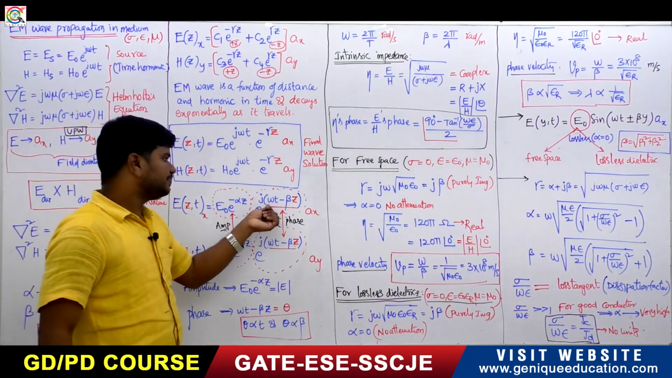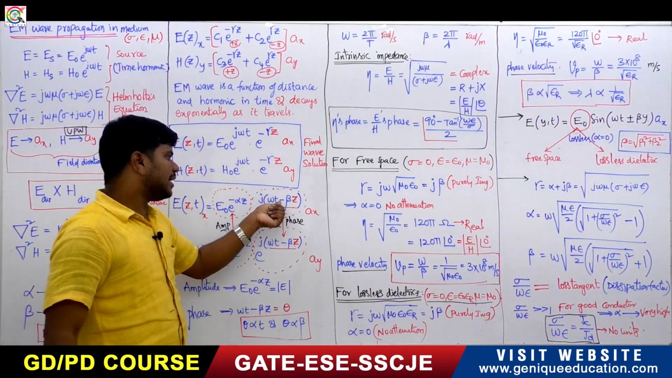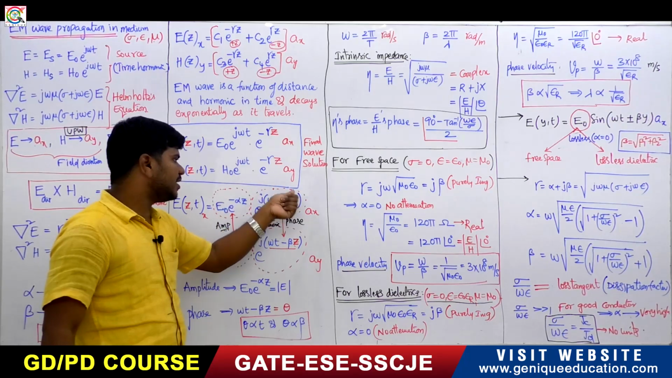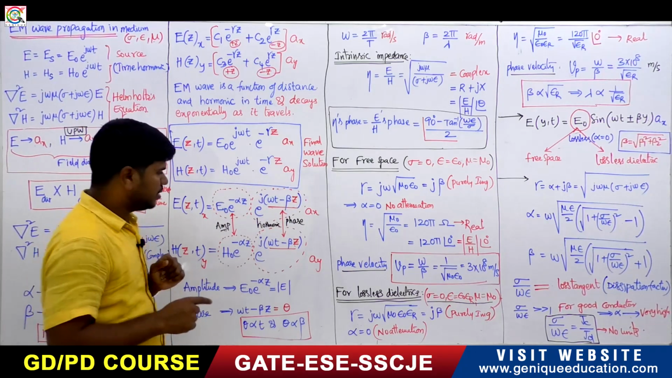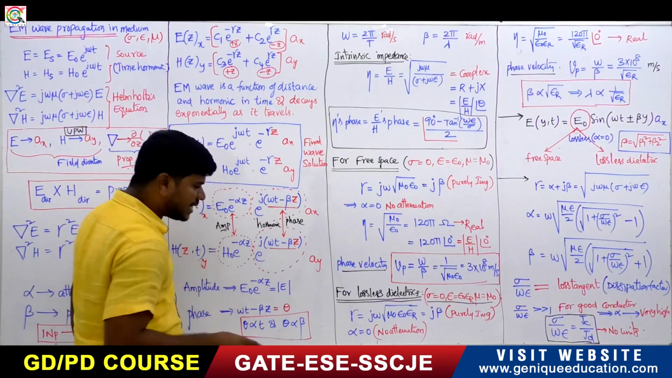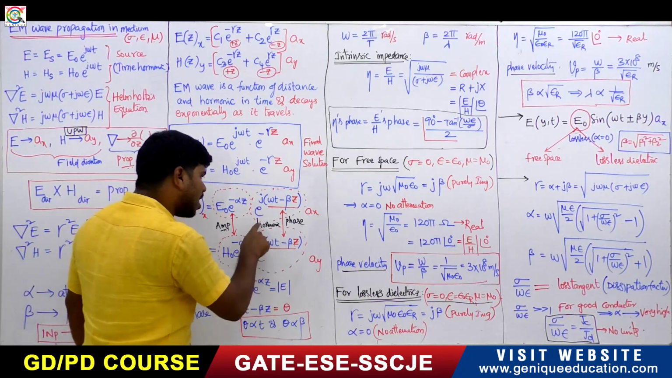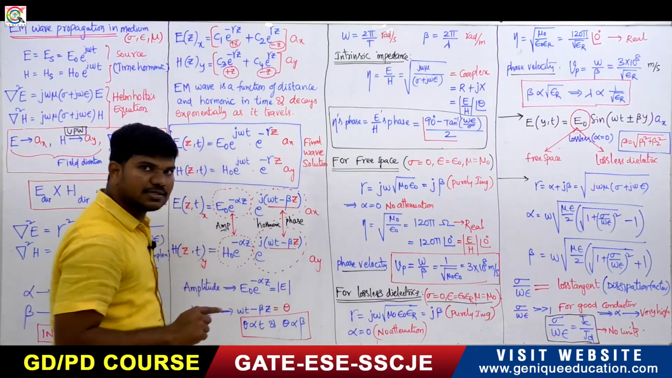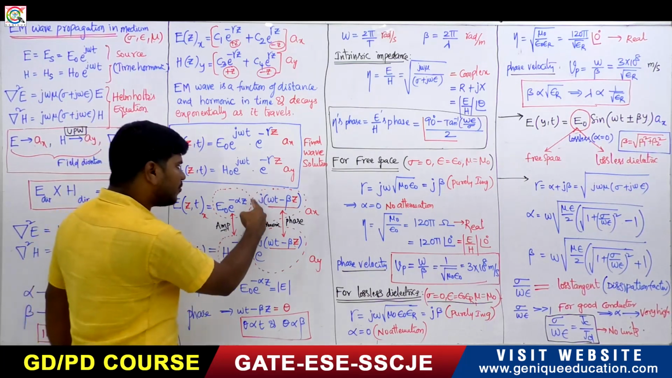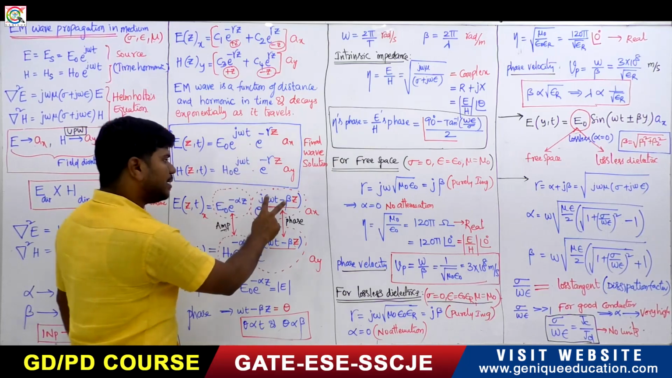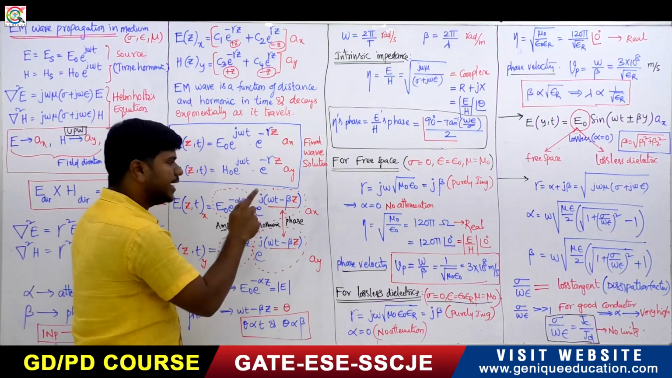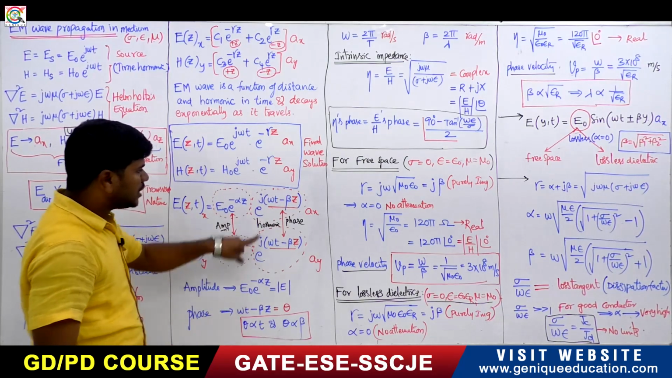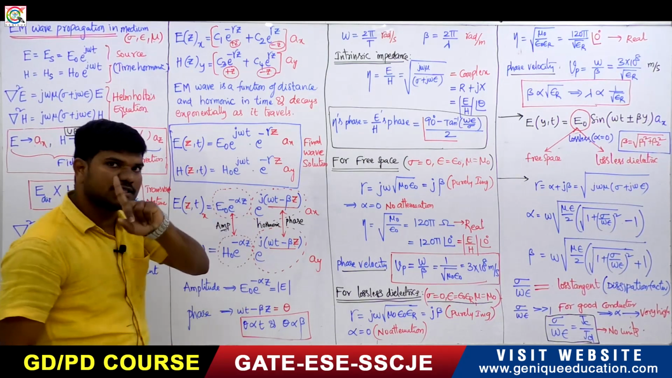See, observe this. E power j omega t minus beta z, this entire part is called the harmonic. Now omega t minus beta z is called the phase. It is in the form of e power j theta, right? So in place of theta, theta means phase, we have omega t minus beta z. So that's why omega t minus beta z is called the phase.